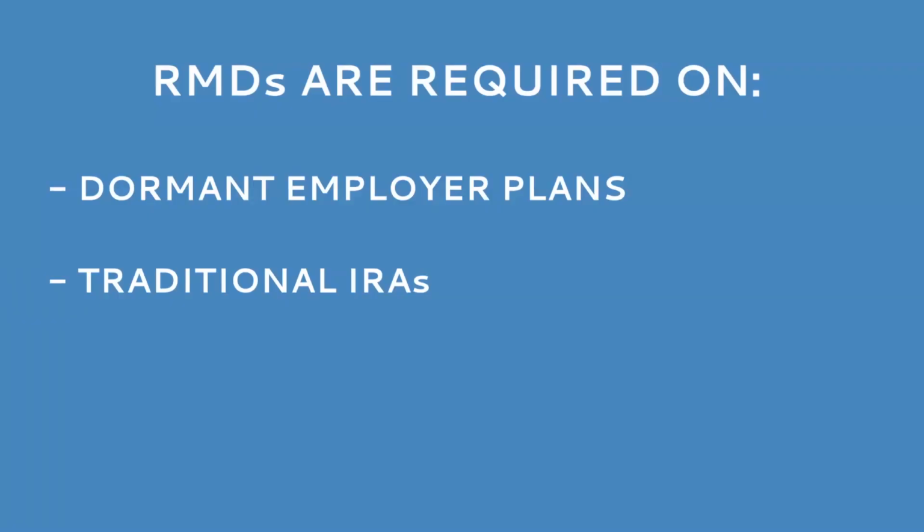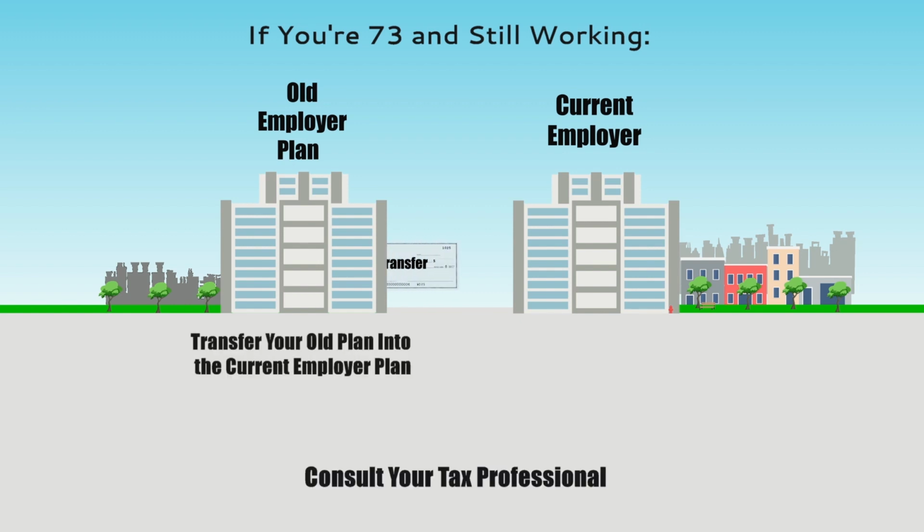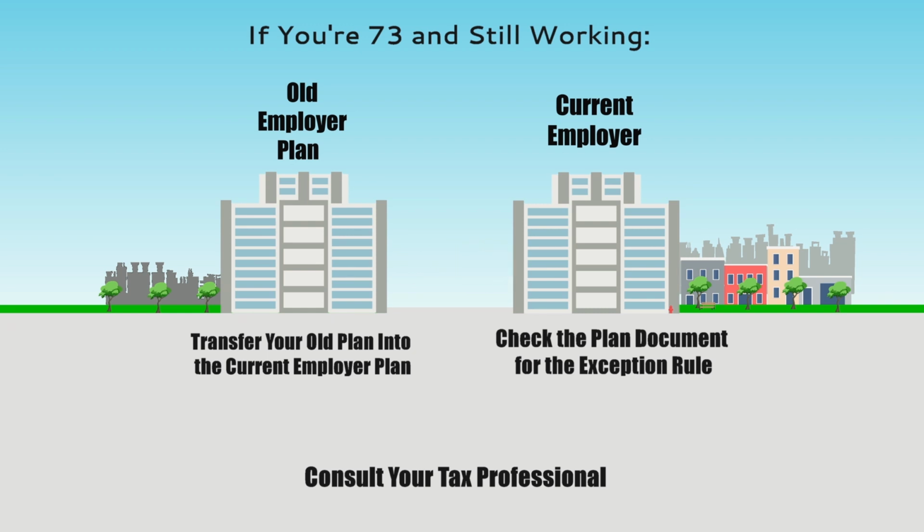Any IRAs or old employer plans you have outside of your current employer plan would still require a mandatory distribution. So one strategy to consider is to roll your previous employer plan or traditional IRAs into your current employer plan if you're still working beyond the age of 73. By doing so, you can delay the RMD until you retire. As always, be sure to consult your tax professional for advice.